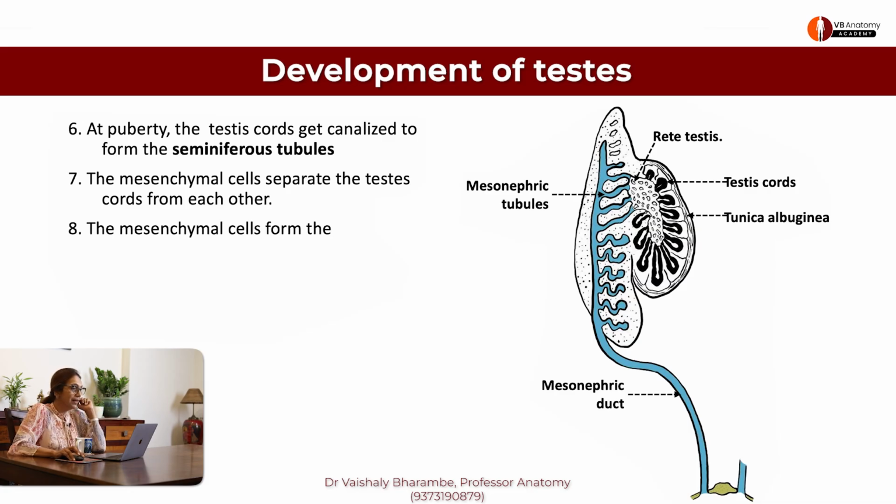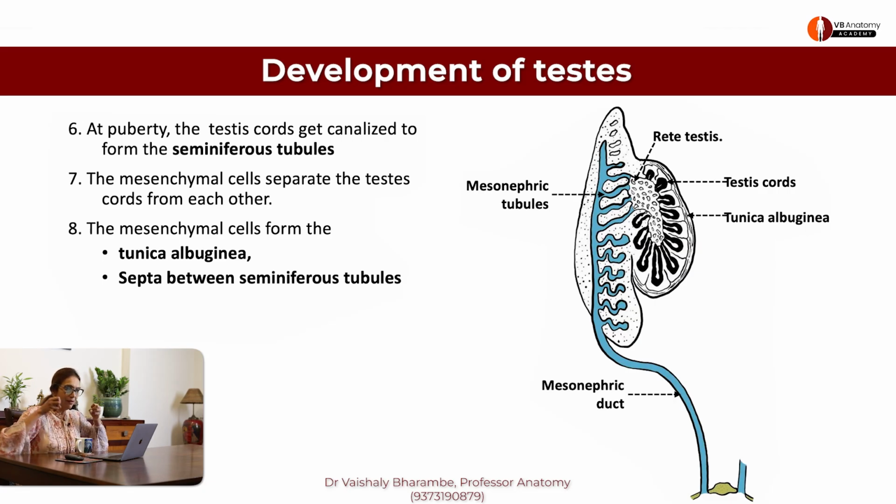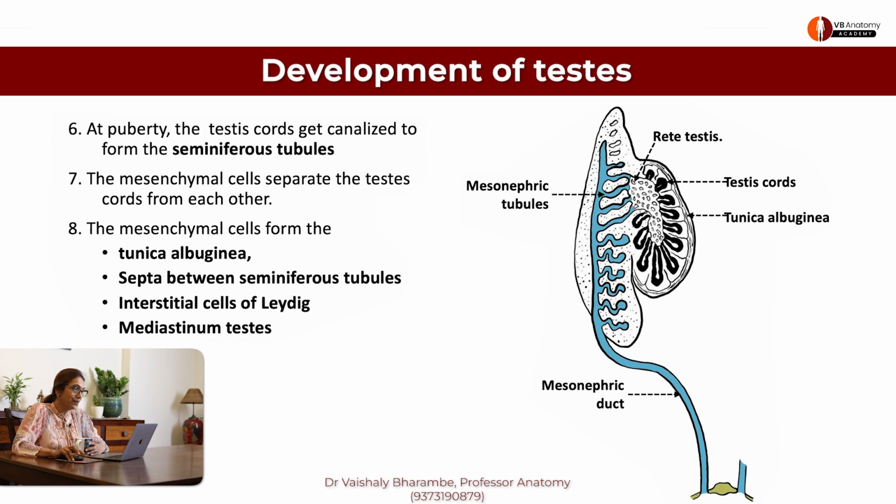How? The mesenchymal cells form the inner lining of testes called the tunica albuginea. They begin to give out septa between the seminiferous tubules. They begin to produce interstitial cells of Leydig, which will secrete testosterone. And they also produce the mediastinum testis. All this is the job of mesenchymal cells.